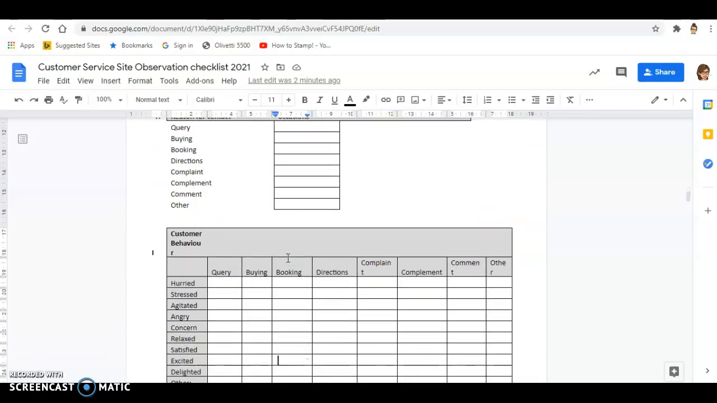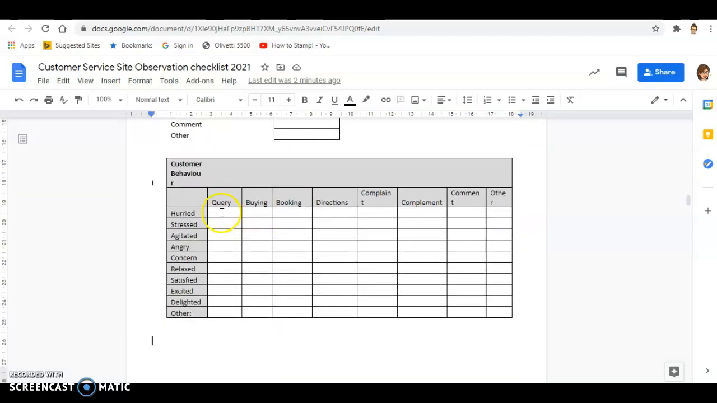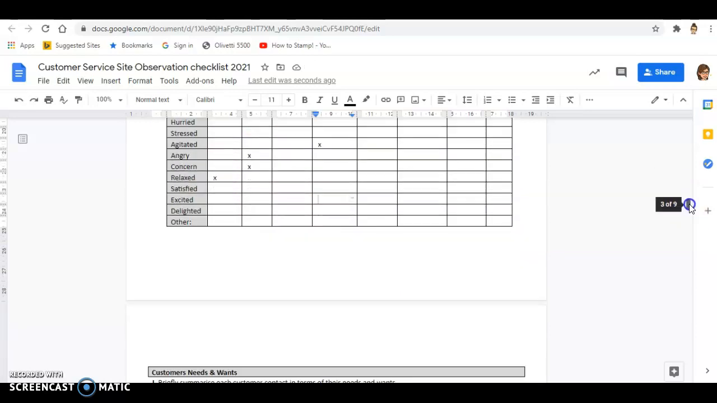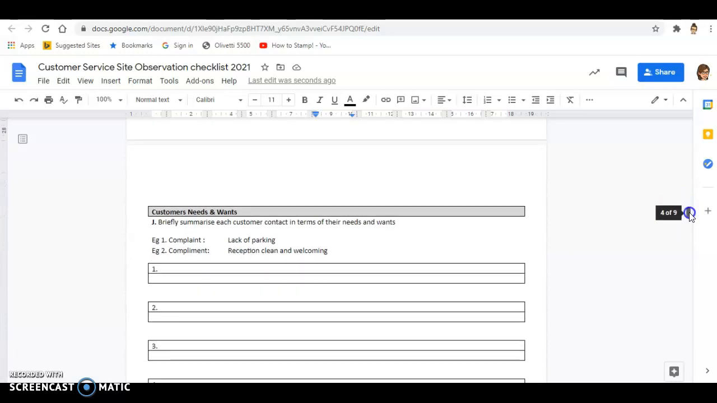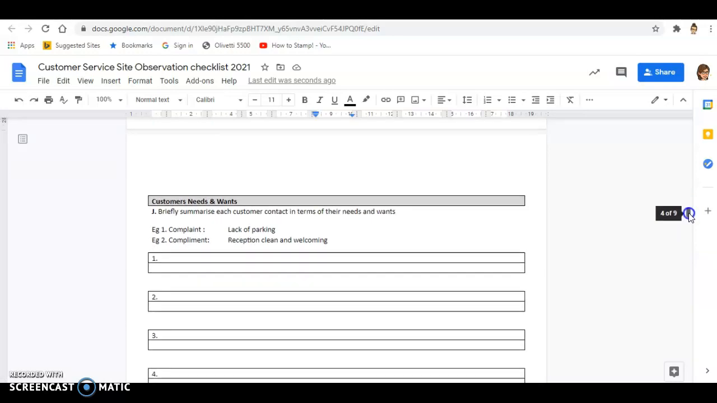Then you're looking at the customer behavior. When they were buying the object, were they hurried? Were they stressed? Were they angry? So you're literally putting an X here to show how the person was. The query, they were very relaxed when they were querying, or when they were seeking directions, they seemed a little bit agitated. Maybe they were looking for the toilet. Who knows, right? So that's just a way of explaining their behavior when they were asking for what they needed.